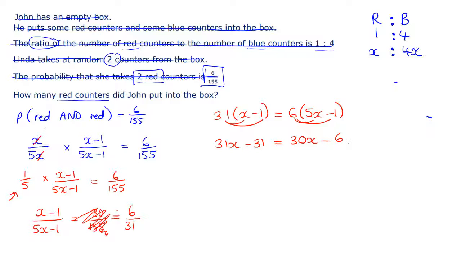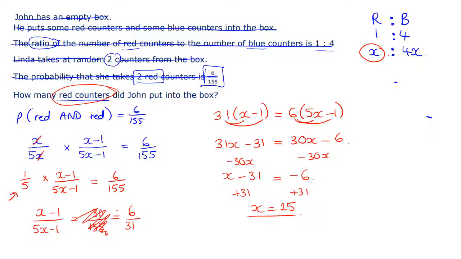And then I'm going to subtract 30x from both sides. So I'm left with x minus 31 equals minus 6. And then I can just add 31 to both sides and get that x equals 25. And remember, x was the number of red counters, so we've already answered the question.